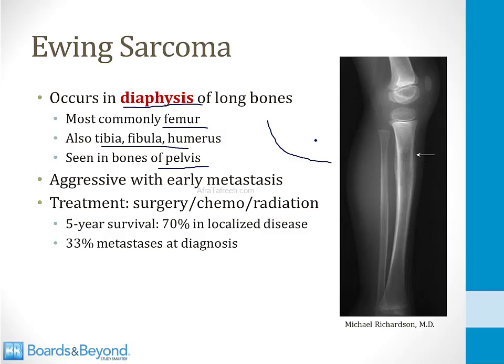On the screen here is an X-ray of a Ewing sarcoma. You can see the white arrow pointing to a black spot, which shows the tumor presence in the tibia below the knee. These tumors are aggressive with early metastases, and they are treated with a combination of surgery, chemo, and radiation. The 5-year survival is 70% if the tumor is identified when it's localized to the bone. If it has metastasized, the 5-year survival is only 33%.